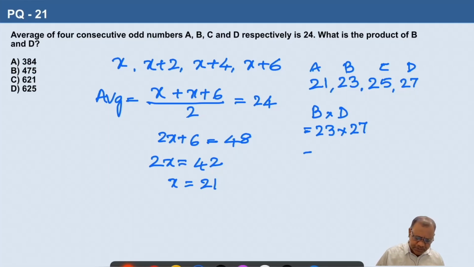So, what is the units digit? 7 and 3. If you multiply, 1 will be the units digit. So, the only option with 1 as the units digit is 621. So, that is the right answer, 621. Option C is the right answer.